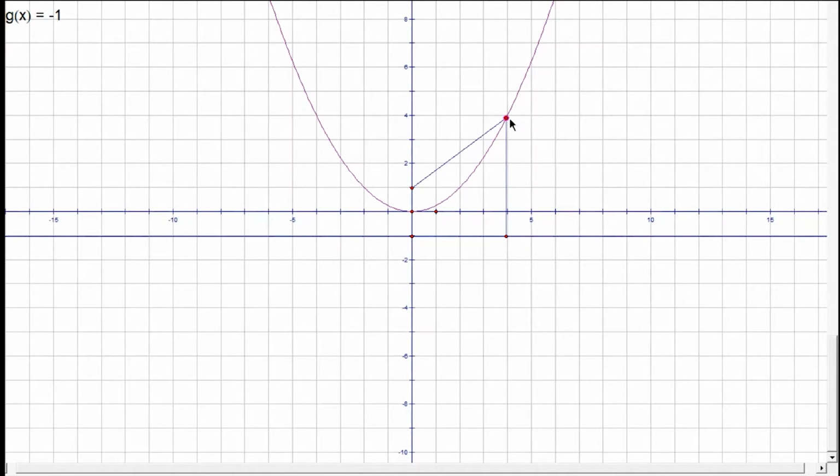Do you see this distance is 5? And do you see this is 5? 3, 4, 5. So if you collect all of these, then this will give you a parabola.